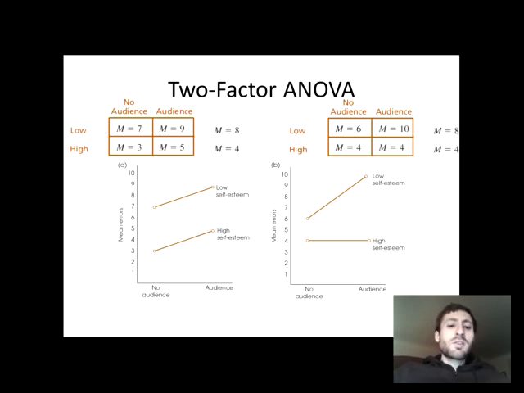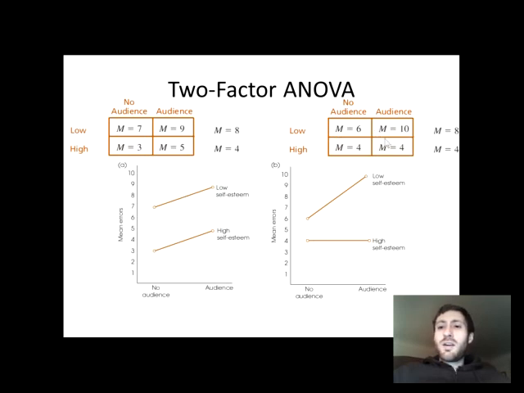And then you can also see an effect that is signified by the distance between these two lines. So in general, the high self-esteem condition has lower scores, 3 or 5 as a mean, as opposed to the low self-esteem condition. I think I said this properly. The high self-esteem condition generally has lower scores than the low self-esteem condition, which generally has higher scores.